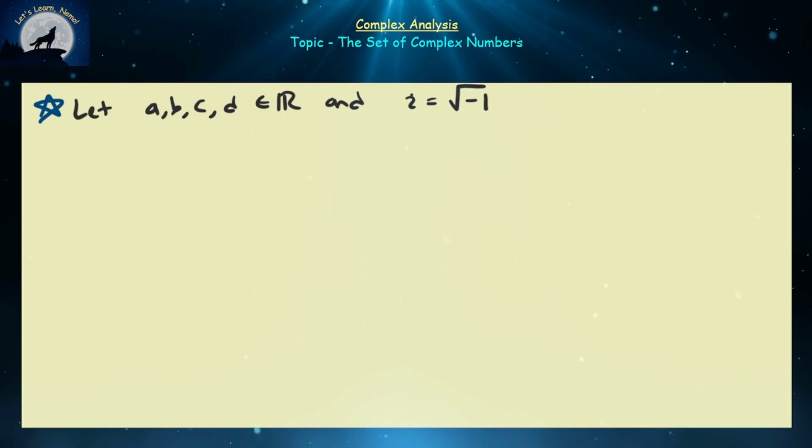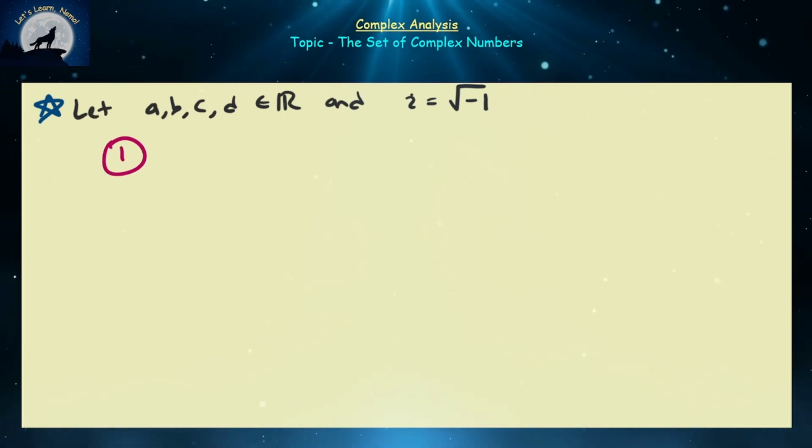So let's start off by taking a, b, c, and d to all be real numbers, because we already know how those will interact with each other, because the set of real numbers is a field, which means you have associativity, commutativity, distributivity, additive inverses, and multiplicative inverses for non-zero numbers. And let's also consider this new object i, which is defined to be equal to the square root of minus 1. So let's consider a couple of basic operations.